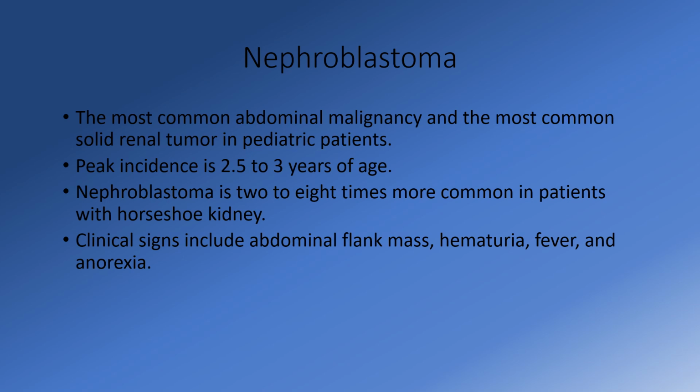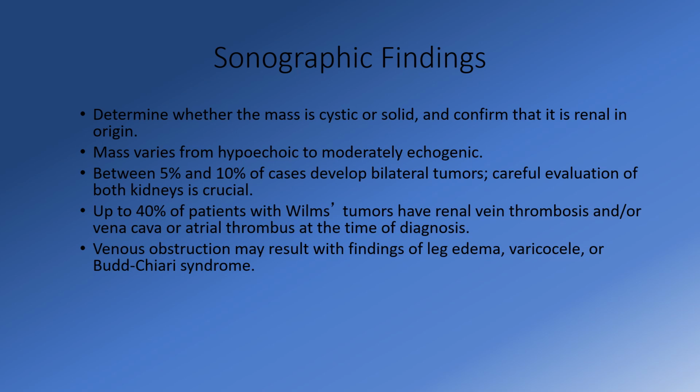Clinical signs are going to include abdominal flank mass, hematuria, fever, and anorexia. Now remember, with these nephroblastomas, you have to be careful because they can be cystic in nature. So you want to determine whether the mass is cystic or solid and confirm that it is renal in origin, because there are other things in pediatric patients that it could be growing off of, like the adrenal gland or the liver. The mass is going to vary from hypoechoic to moderately echogenic, so it's going to have a variable appearance. Between 5 and 10% of cases are going to develop bilateral tumors. So careful evaluation of the kidneys, both kidneys, is crucial.